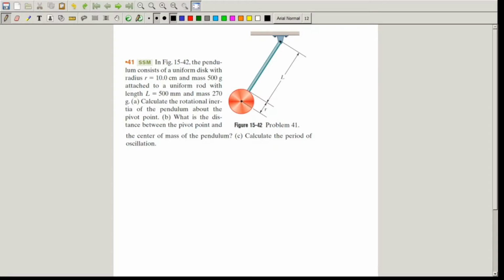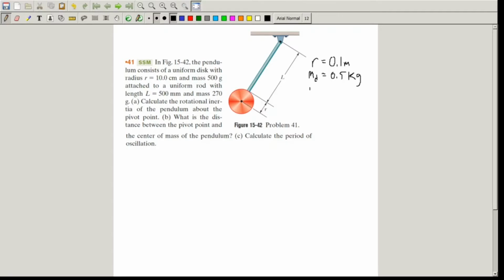Okay, so the units in this problem are just all over the place. So the first thing I'm going to do is convert all of our units to standard units. So R, I'm going to convert to meters, so we'll have 0.1 meters. The mass of the disk, I'm going to say m of d, is going to be in kilograms, so I'm going to change that to 0.5 kilograms.